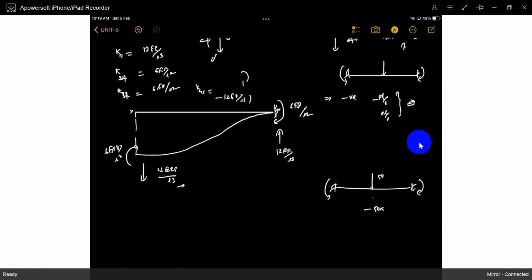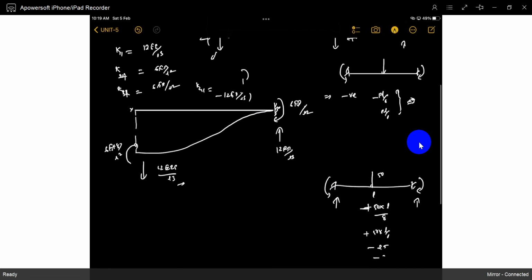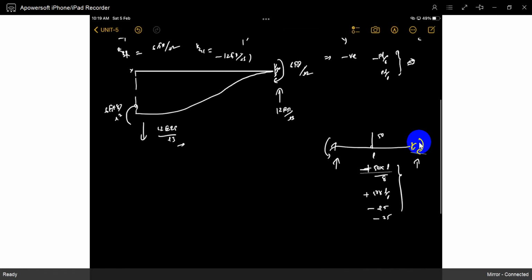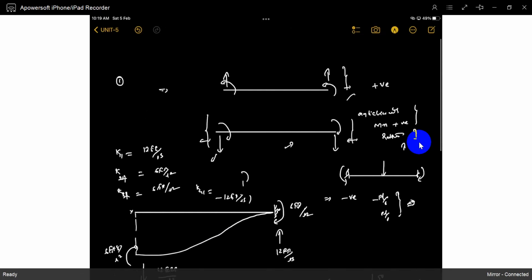This is 50 into L by 8. You can take it as positive, no, it's a negative as usual. This is positive because clockwise is positive, 50 L by 8. And the reactions will come like 25. These you have to take as negative, because you took it like this. So if you change this force vector, that's enough. No need to change the stiffness matrix. You can take it like this or like this, no problem. The final answer is the same. Okay, that's the one thing I wanted to say.